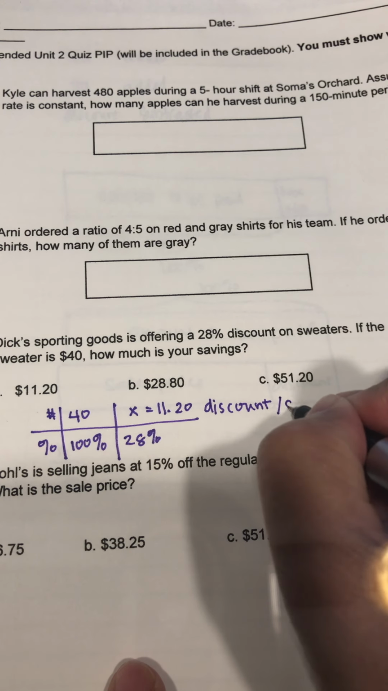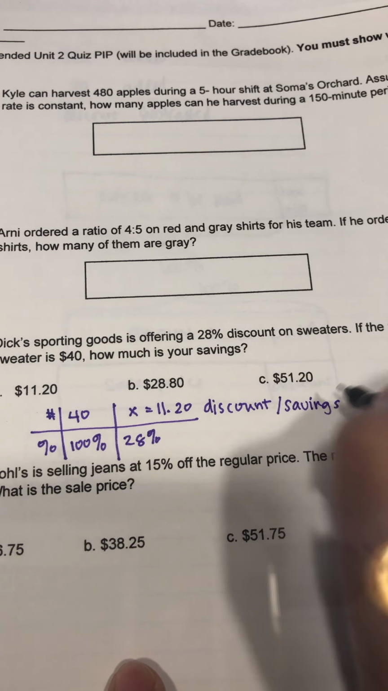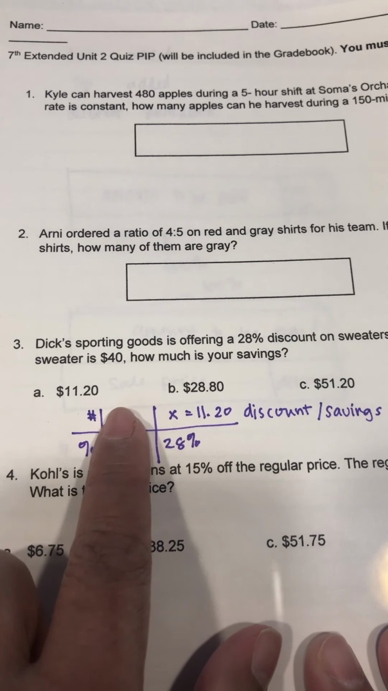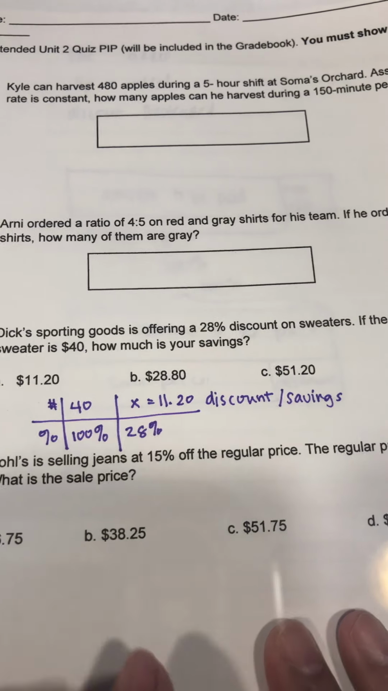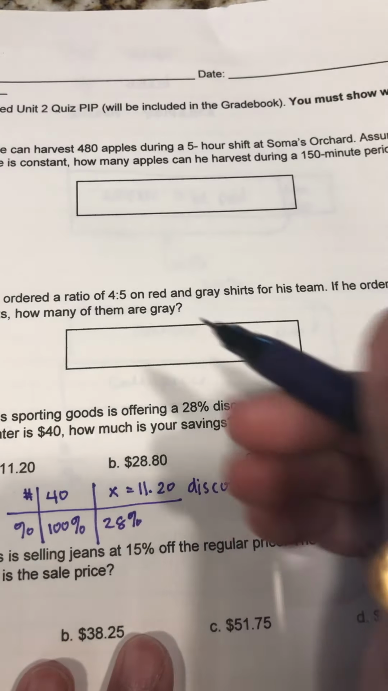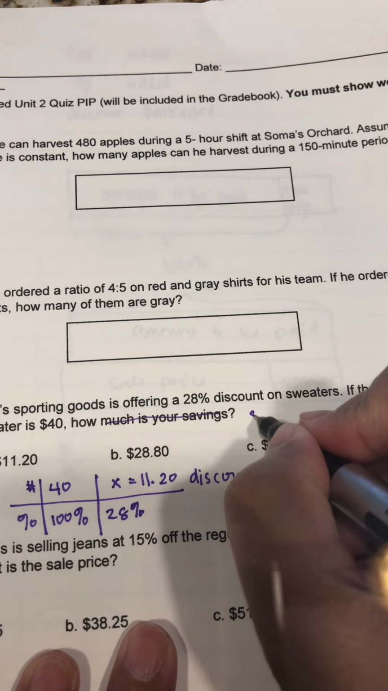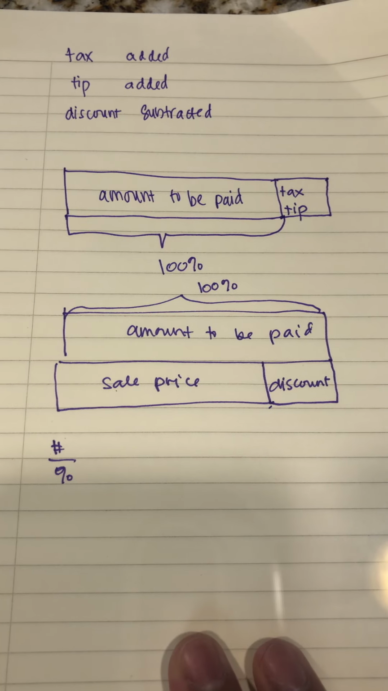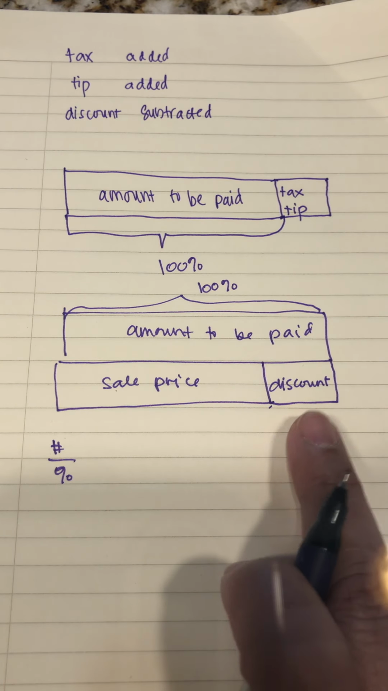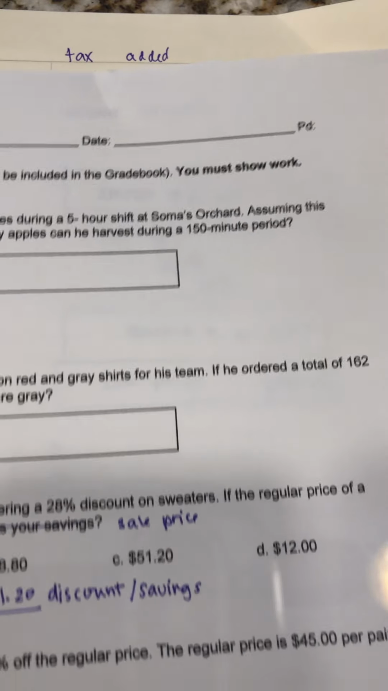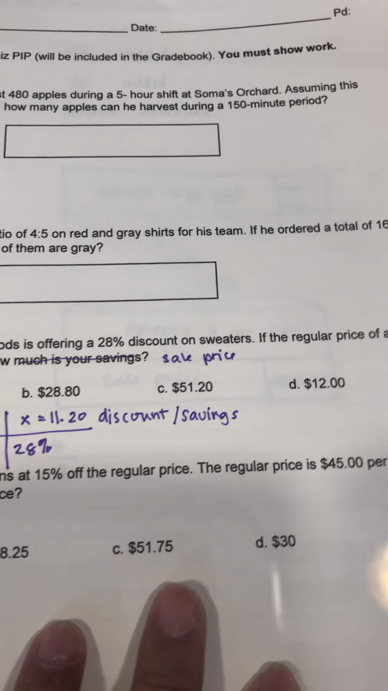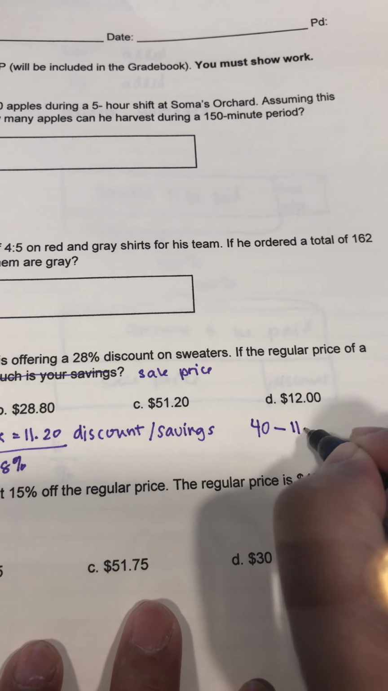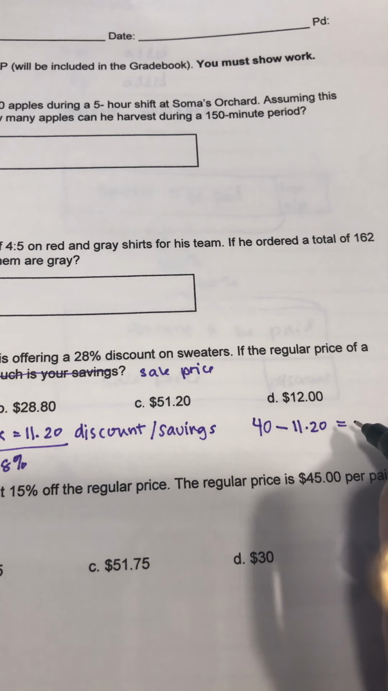That's how much you saved, so that's also your savings. So now your answer here would be letter A. However, if I change the question, instead of saying savings, I'm gonna say sale price. So remember our drawing here? The sale price is after we take away your discount. So we would have our $40 minus our discount or savings of $11.20.